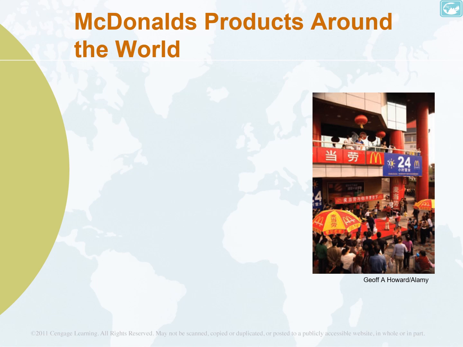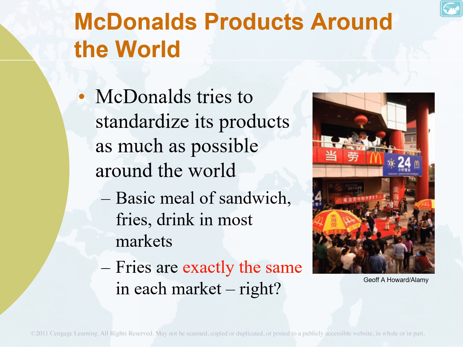Let's look at the example of McDonald's products around the world. Here we can see the McDonald's opening in China, I think probably when they were opening it for the first time. McDonald's tries to standardize its products as much as possible around the world, but not exactly always the same. They have the basic meal of sandwich, fries, and drink in most markets.